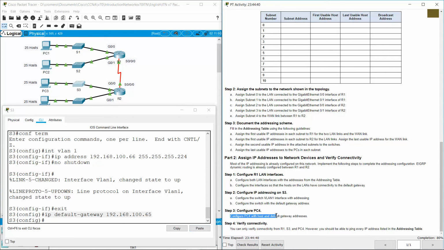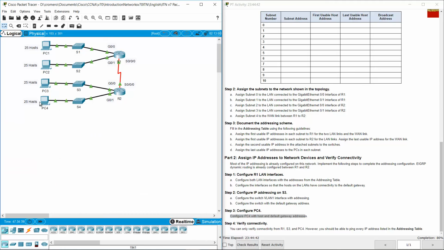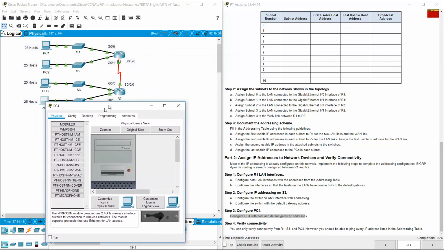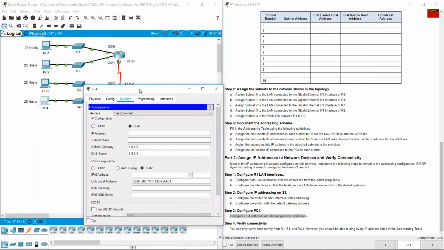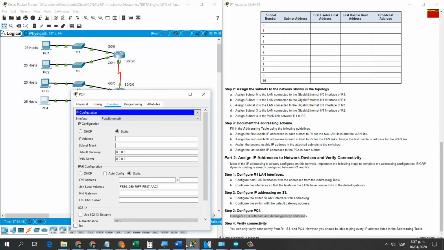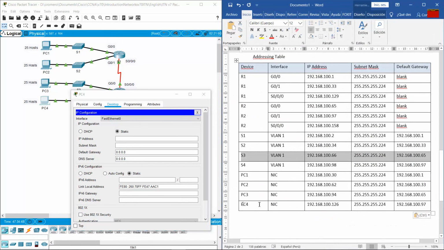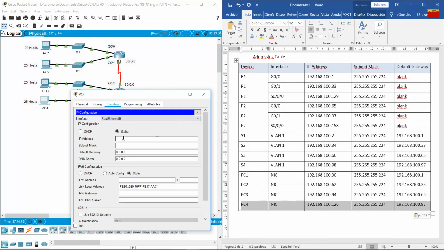PC4. Desktop, IP configuration. Addressing table. Configure all this: 192.168.100.126, subnet mask 224, default gateway 192.168.100.97.